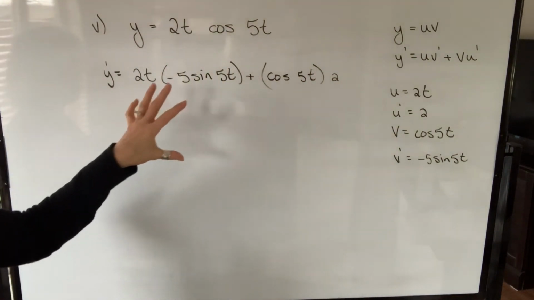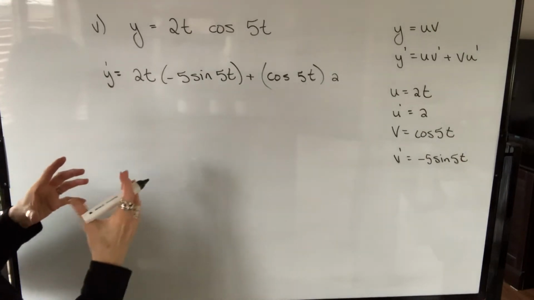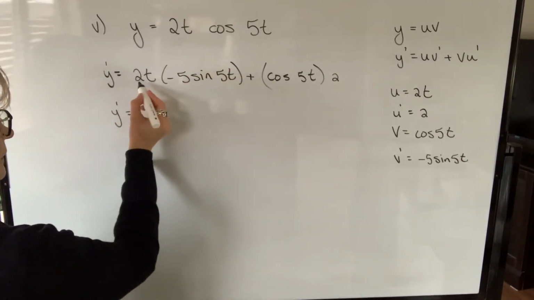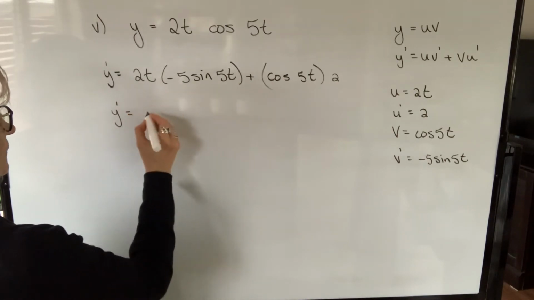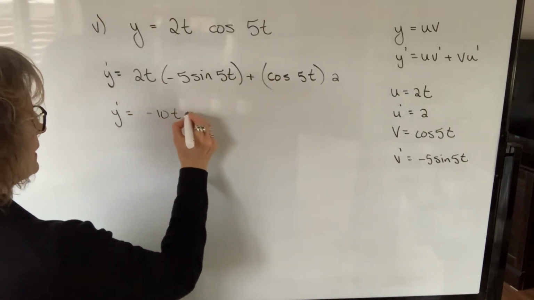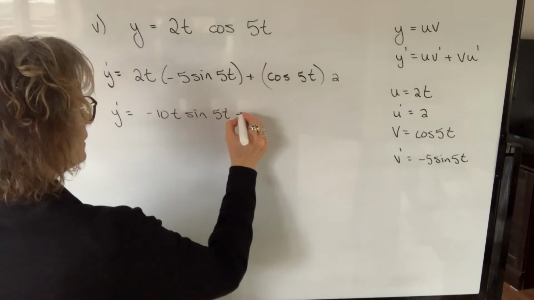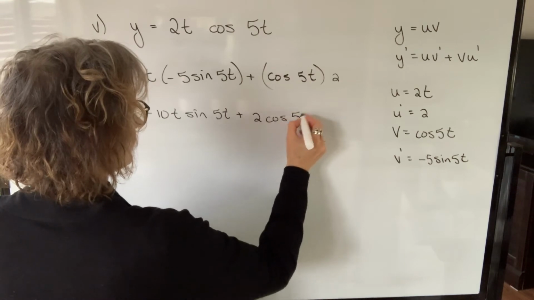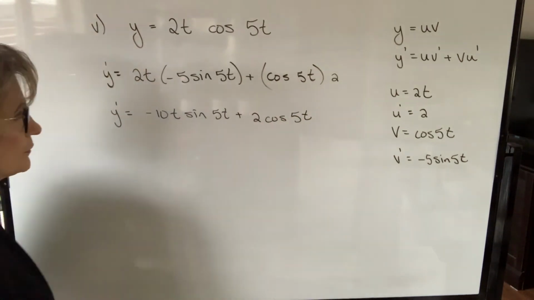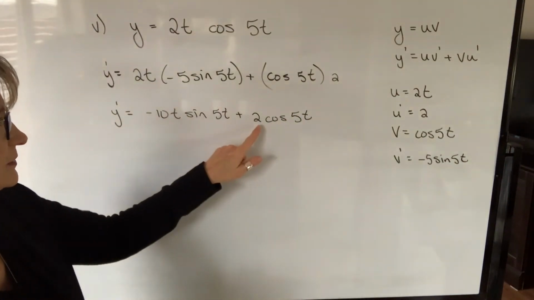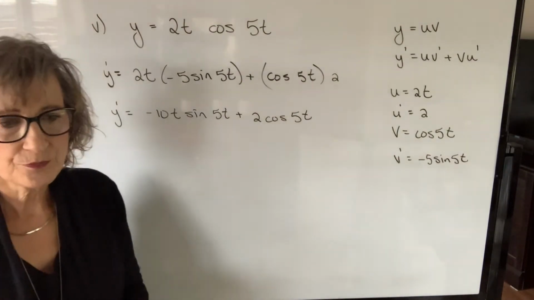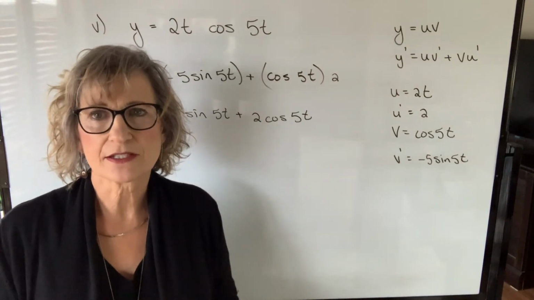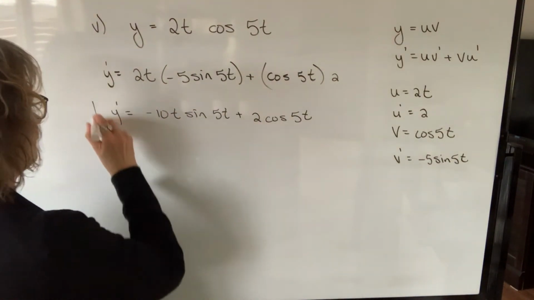In completing this, you want to simplify it by just combining some of these factors and getting rid of any of those parentheses that you can. So 2t times negative 5 will be negative 10t, sine of 5t, plus bring this 2 out front and then we can get rid of those. So plus 2 times cos of 5t. Sometimes I'll see students factor out a 2, but unless factoring allows you to do any further simplification, it's really not necessary. So I would leave it in this form.